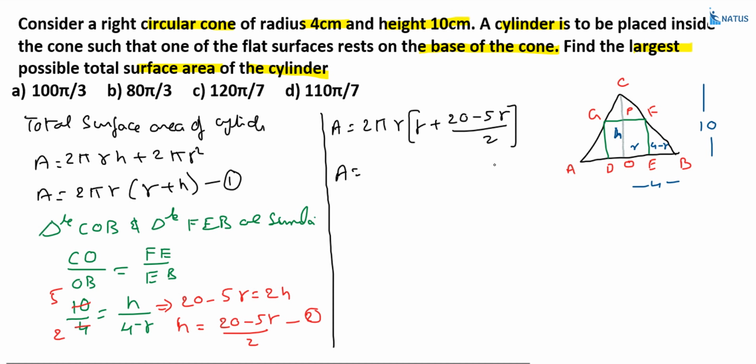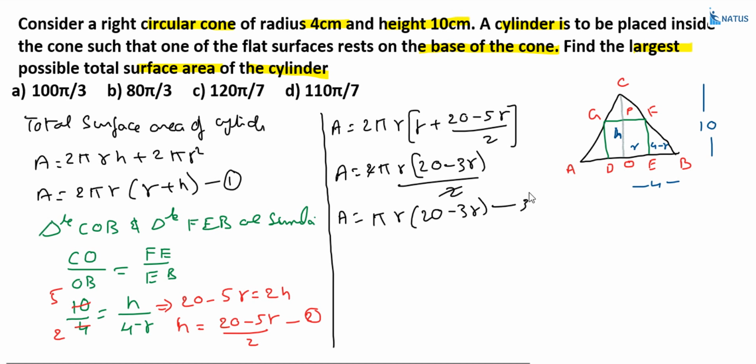This is equal to 2 pi R into 2R plus 20 minus 5R, that is equal to 20 minus 3R by 2. 2 gets cancelled. And what is the value of A? That is equal to pi r into 20 minus 3r. Now this entire equation is converted into single variable, right? And this is the third equation. Now what is the value of a? This is equal to 20 pi r minus 3 pi r square.